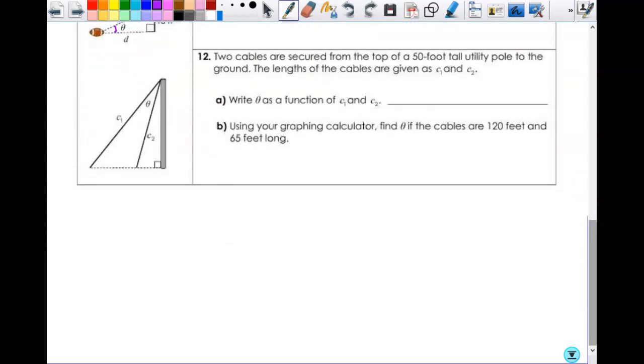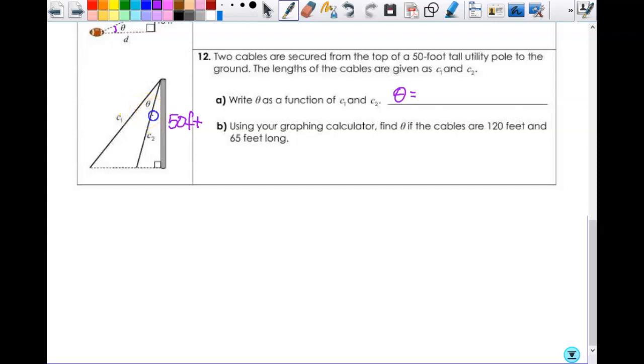Two cables are secured from the top of a 50-foot tall utility pole. So this is 50 feet tall. The lengths of the cables are C1 and C2. I'm going to write theta as a function of C1 and C2. So again, I'm going to get theta equals, with two variables on the right-hand side. Once again, I have a right triangle, so since I have two sides, I can find an angle. This angle is not an angle of a right triangle, but I don't need to be weird about that either, because I would need more information that would make it way more complicated to find this angle directly.